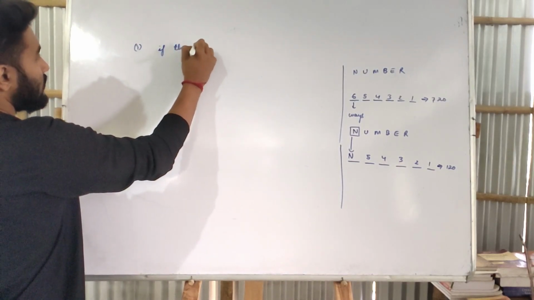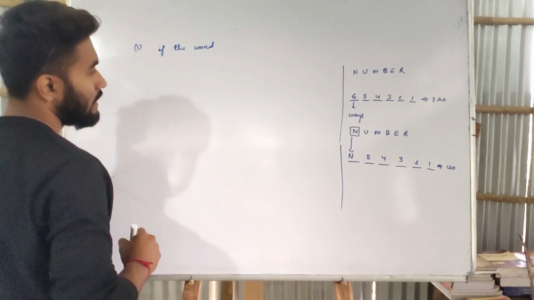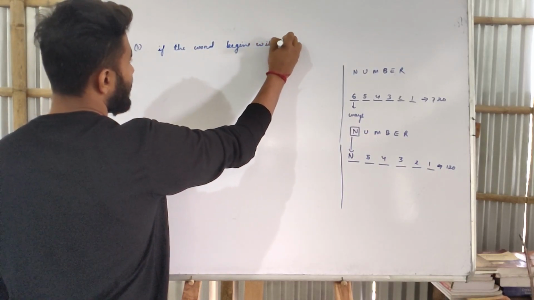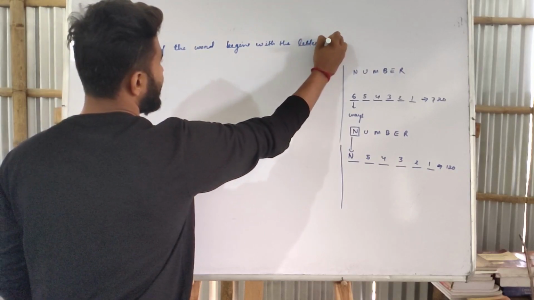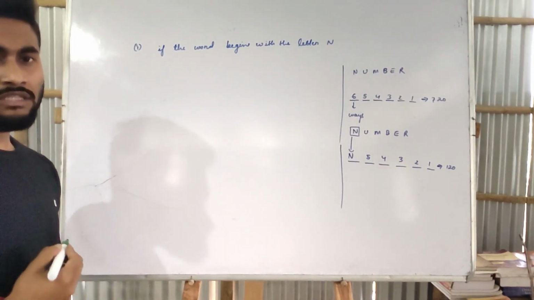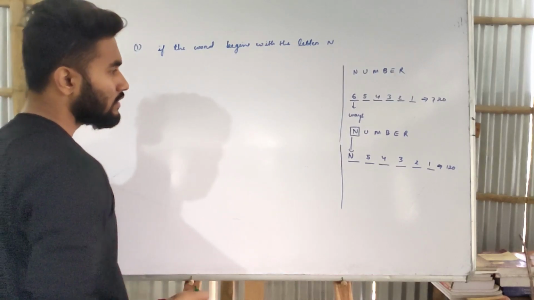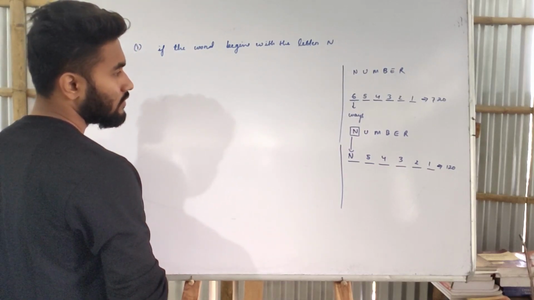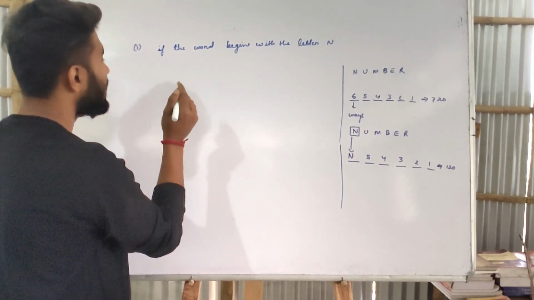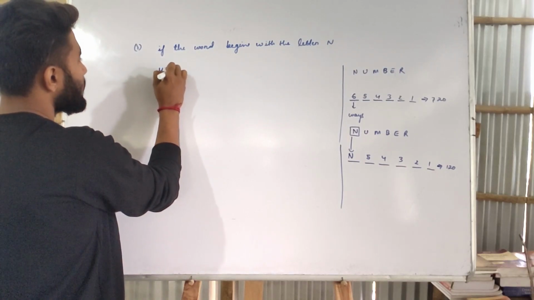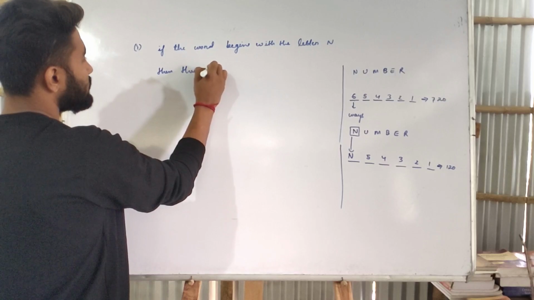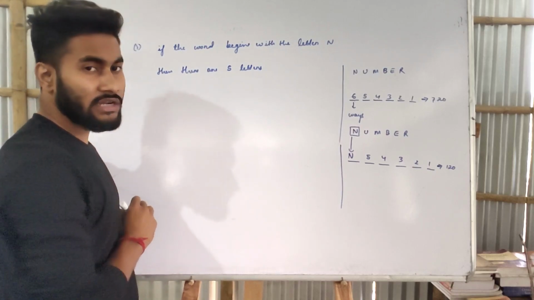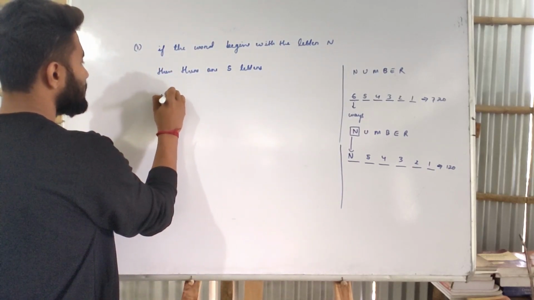If the word begins with the letter N, then how many such words can we make? If the word begins with the letter N, then there are 5 other letters. Then how many letters? 5 letters. Okay.